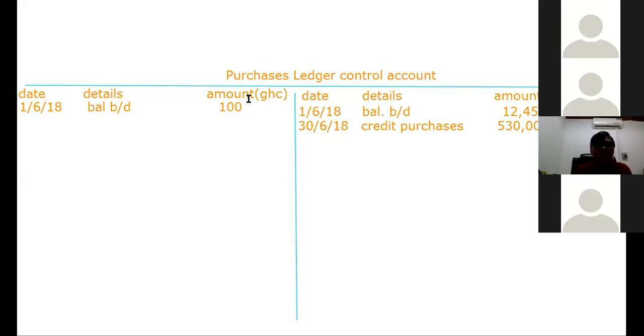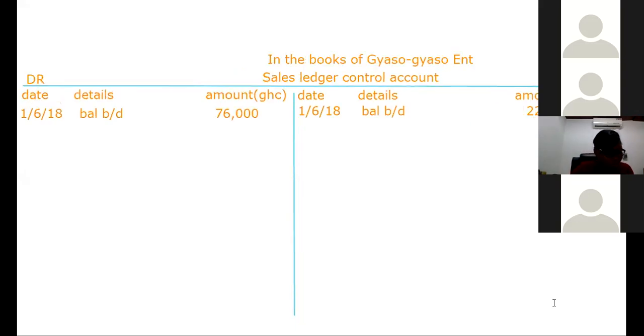Credit sales. Erica Konedu, where will it be? We have 7 more minutes. If we are not able to complete, you go and complete it. Which of the ledgers, which of the control accounts? Madam, the sales ledger control account. Then the next question, debit or credit? Madam, debit. Okay, good. How much is it? 700,000.